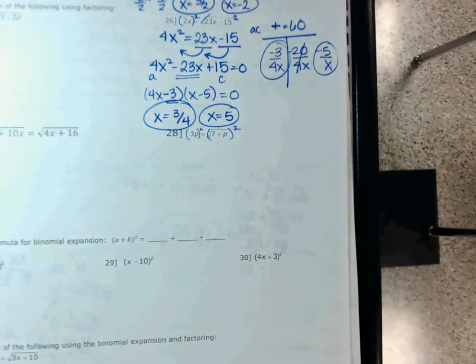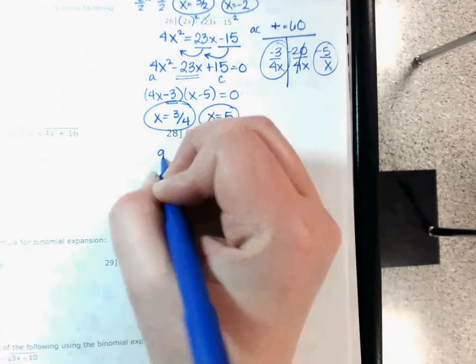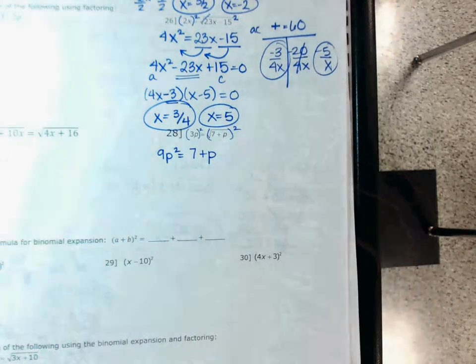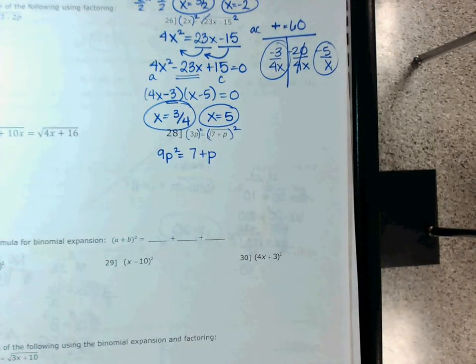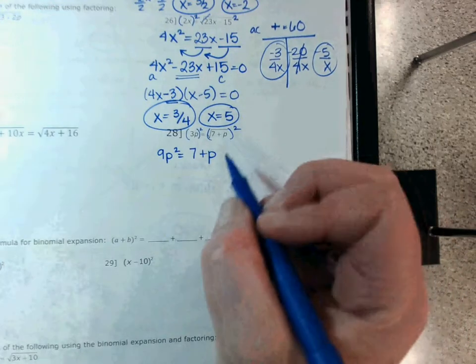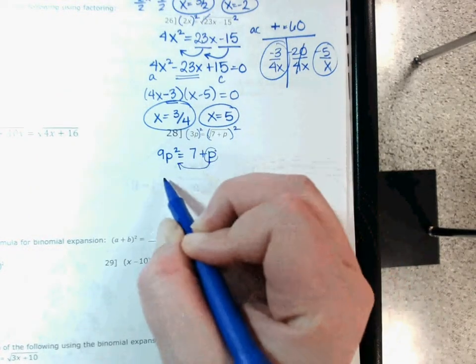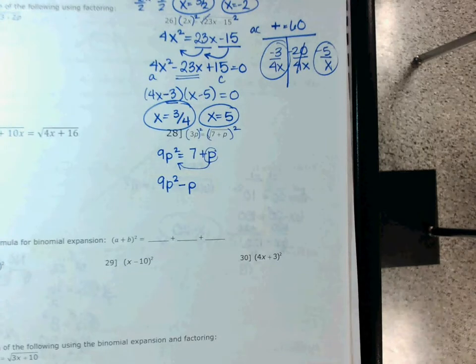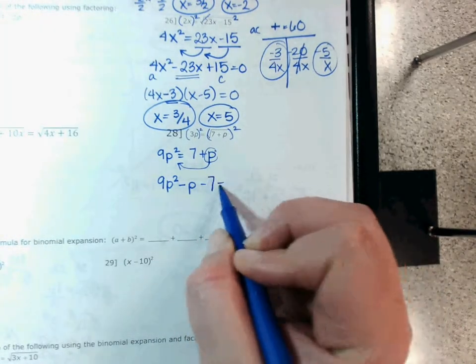Okay, 3p squared is 3p times 3p. What do you get? 9p squared. Very good. And then on the other side, it's just 7 plus p. Now, when you move them over, make sure you move them over in the correct order. Who's moving next? Okay, good. The p is going to move over next. So it'll be 9p squared minus p, and then minus 7 equals 0.